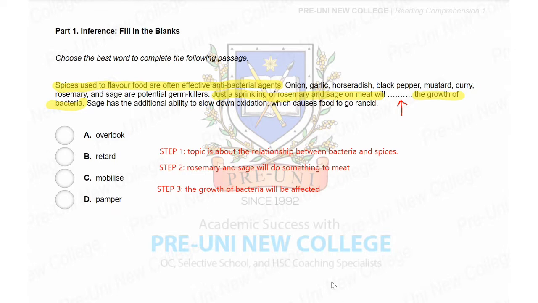We're also told the hint that these are potential germ killers, which we know that bacteria are considered to be germs. So looking at the answer options, we want an answer option that means to slow down the growth of bacteria or hamper it in some way. So looking at the answer options, the only word that does this is answer option B, the word retard, which means to slow down drastically. So that's going to be the only correct answer option for this question.